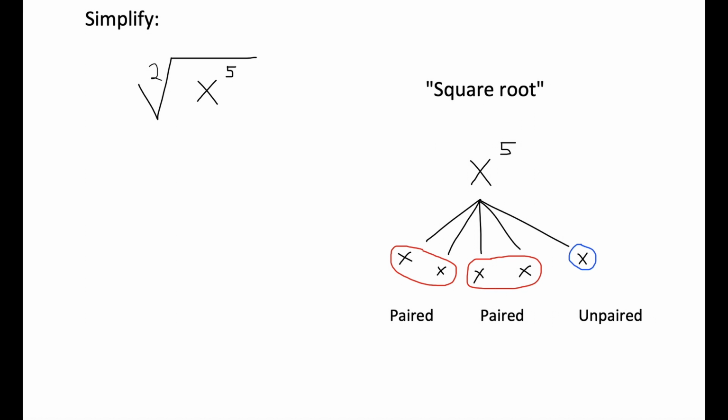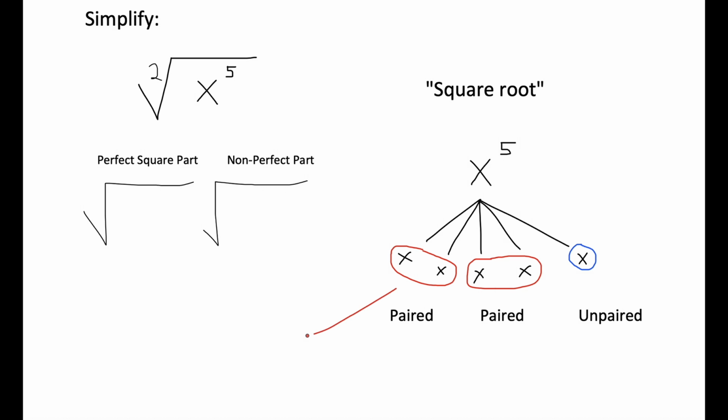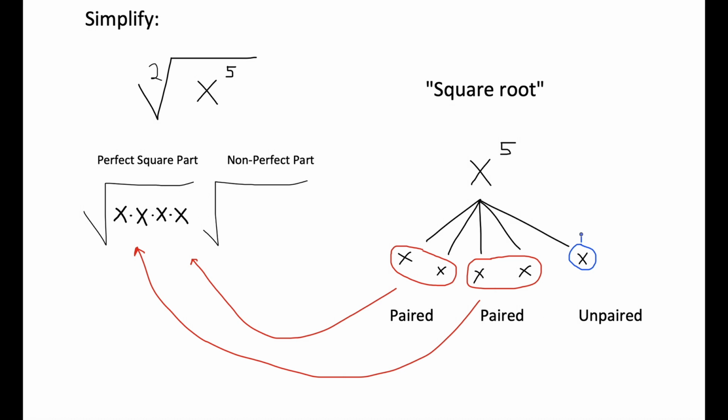It's important to identify pairs here because we're going to break the radical up into 2 radicals at this point, where anything that's paired goes into the left radical and anything that's unpaired goes into the right radical. So these x's will go on the left. The other pair of x's will also go on the left. And the remaining x that didn't have a partner will have to go on the right.